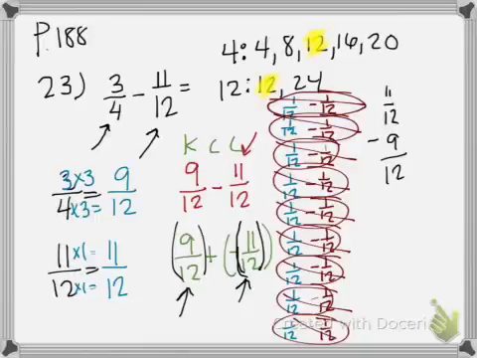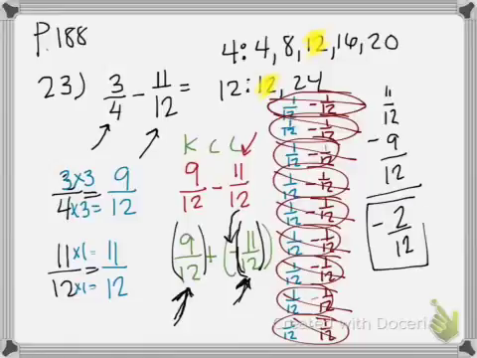Well, what's the difference here? The difference is 2/12. And now we need to know, is it positive or negative? So we look at our larger absolute value. What is bigger, 9/12 or 11/12? Well, when we talk about absolute value, 11/12 is bigger. So we look at the sign for 11/12, which is negative, which means our answer is negative.